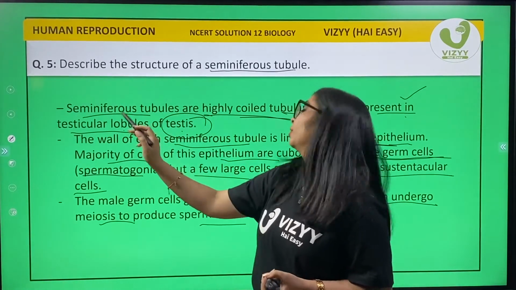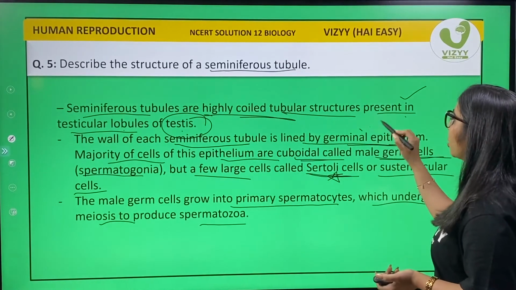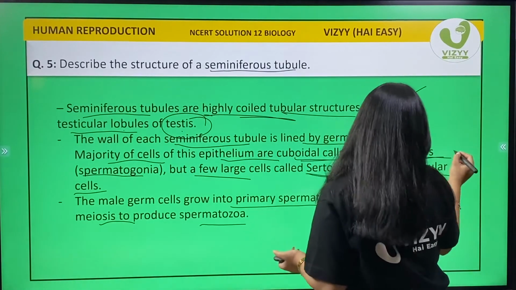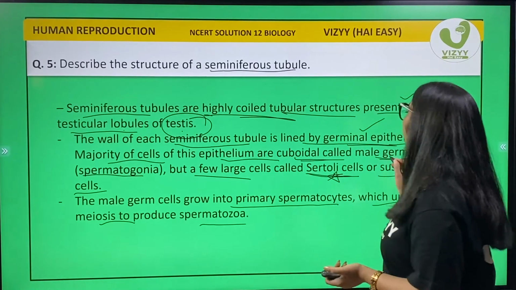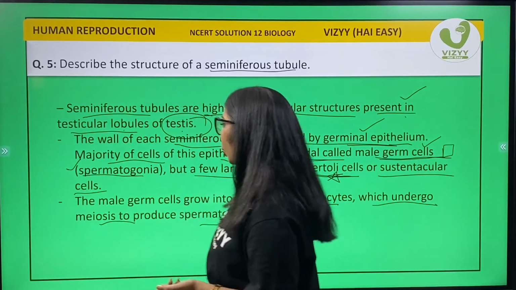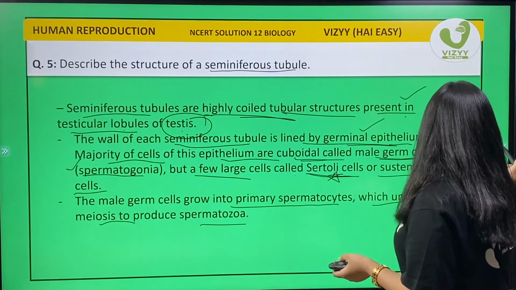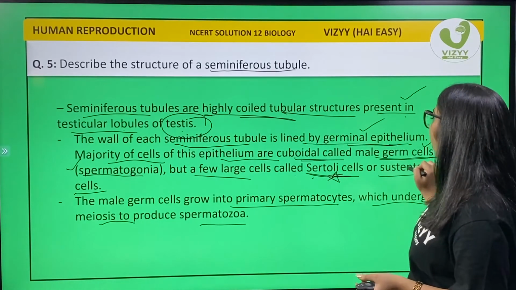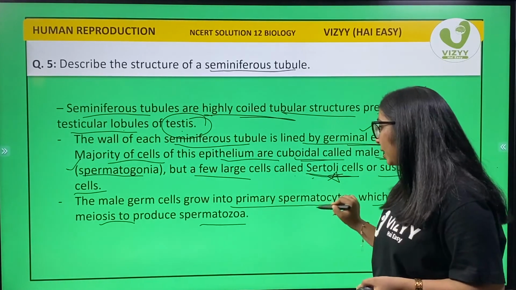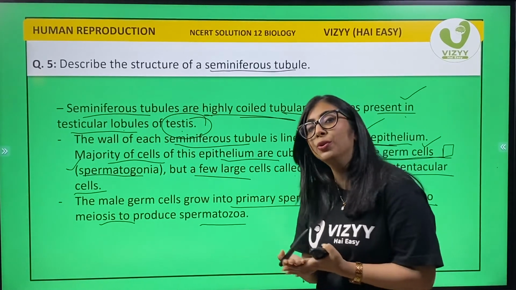What are they made up of? The wall of each seminiferous tubule is made up of, or lined by, germinal epithelium. The majority of cells of this epithelium are cuboidal, known as male germ cells or spermatogonia. But a few large cells are called Sertoli cells, or sustentacular cells. The male germ cells grow into primary spermatocytes, which undergo meiosis to produce sperm.